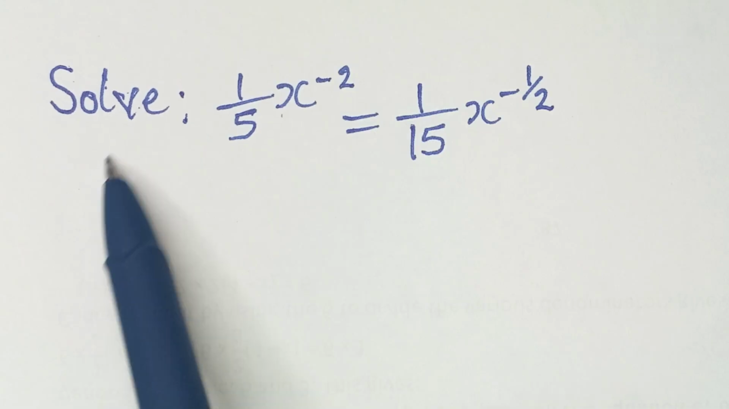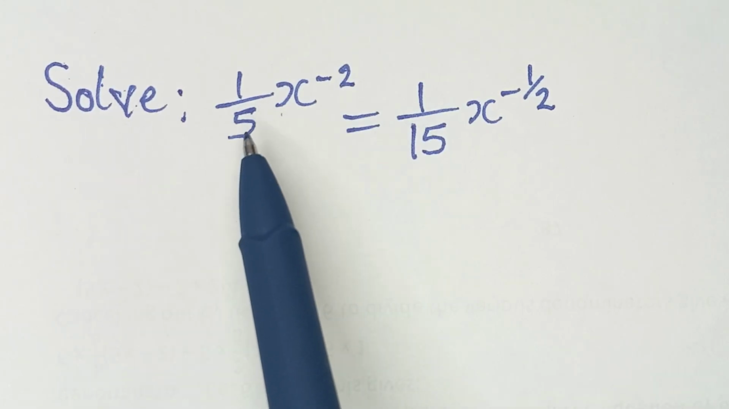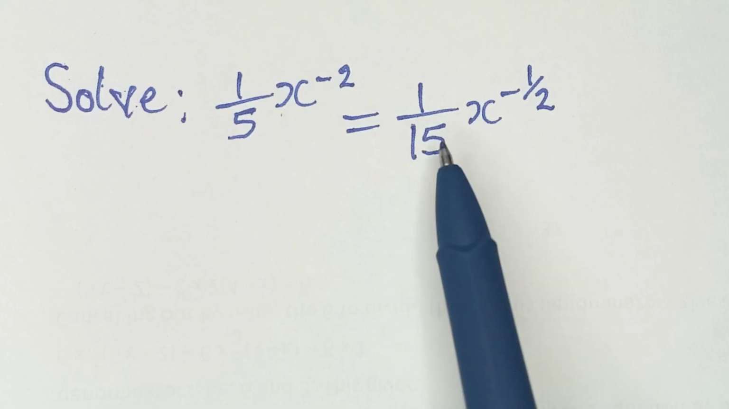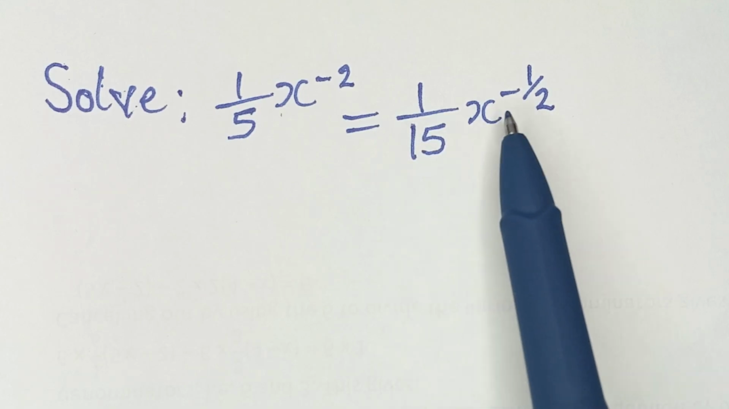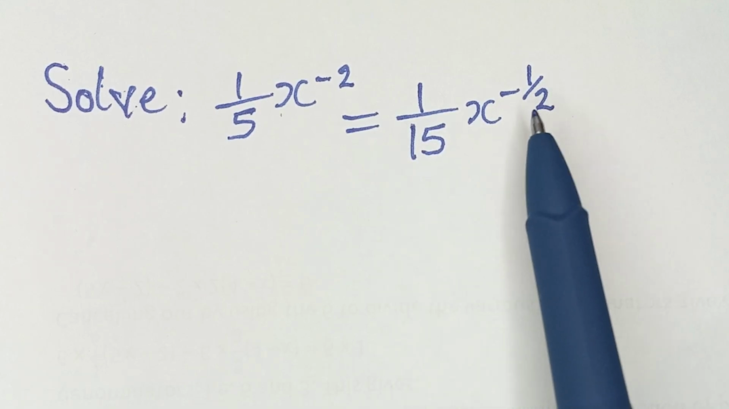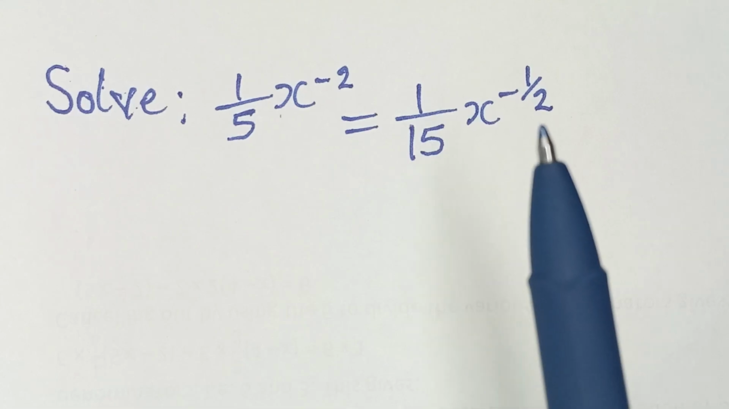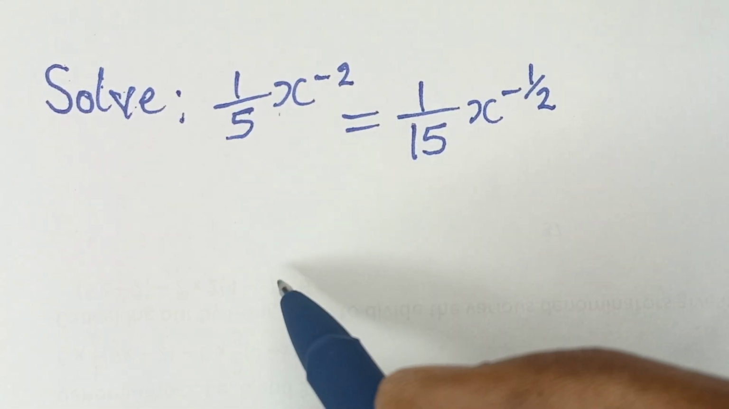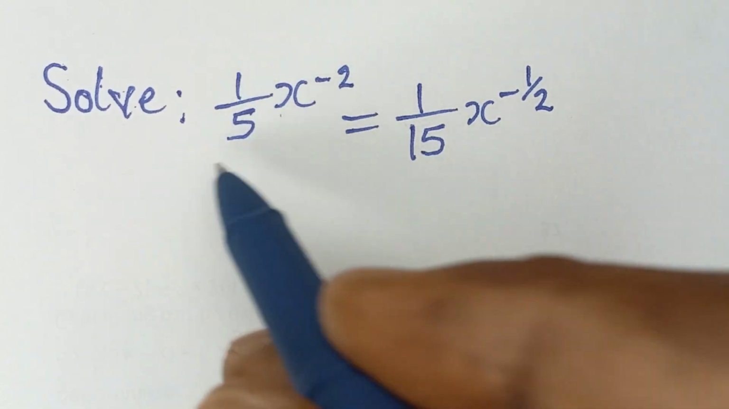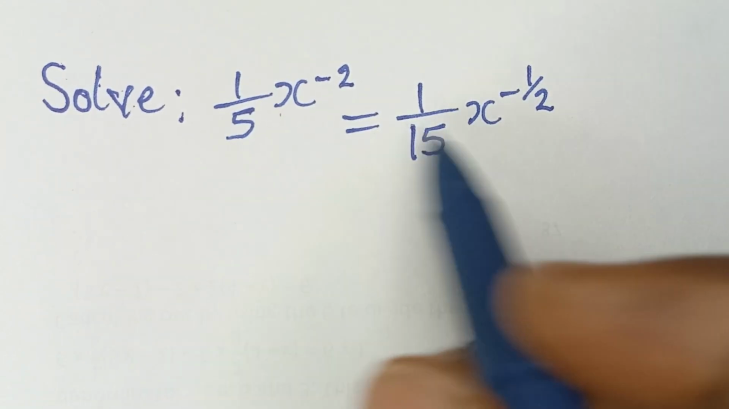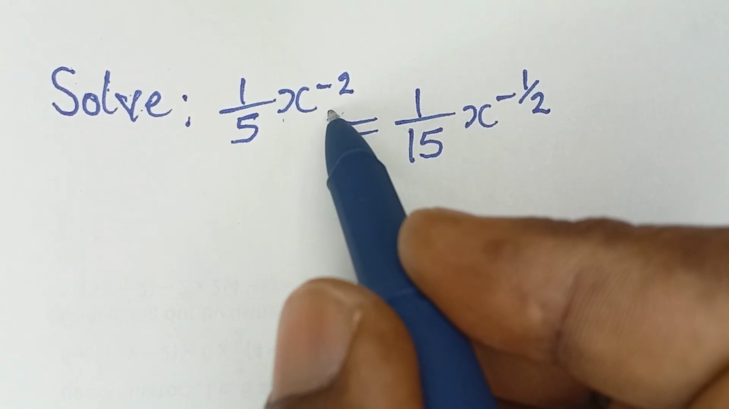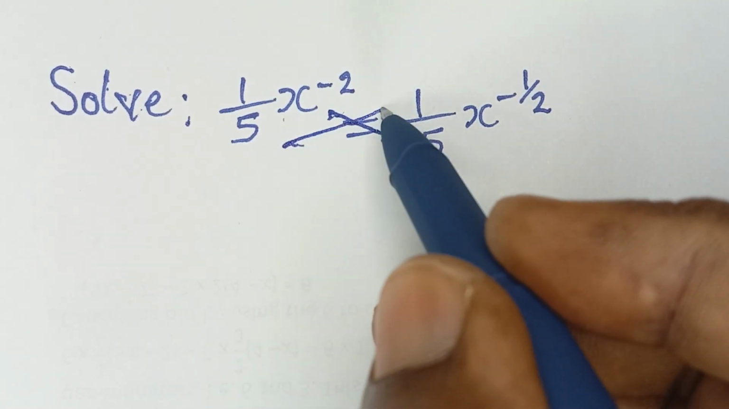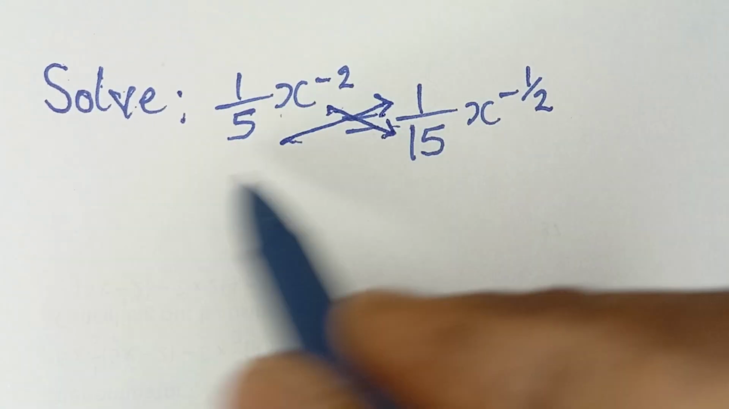The question here says solve 1 over 5 x raised to power minus 2 is equal to 1 over 15 x raised to power negative 1 over 2. Now the first thing that we can do here is to simply cross multiply. Cross multiply means the upper term here multiplies this, and then the lower term here multiplies the upper part. So we cross multiply now.